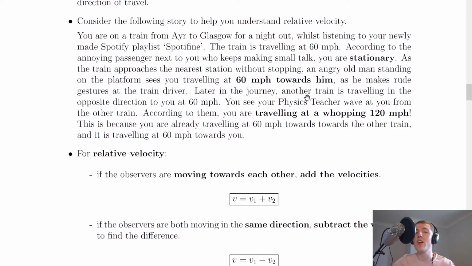Later in the journey, another train is travelling in the opposite direction to you at 60 miles per hour. You see your physics teacher wave at you, and according to them, you're travelling at a whopping 120 miles per hour. This is because you're already travelling at 60 miles per hour towards the other train, and it is travelling at 60 miles per hour towards you.